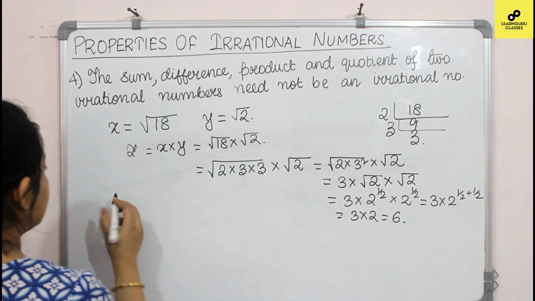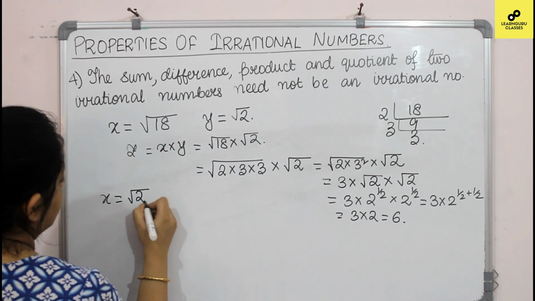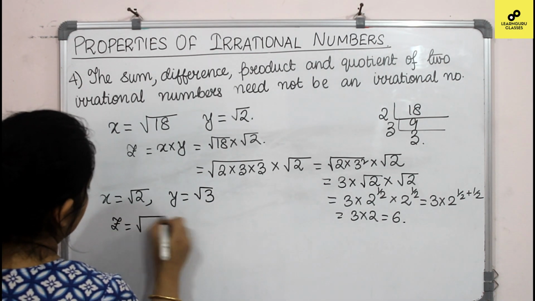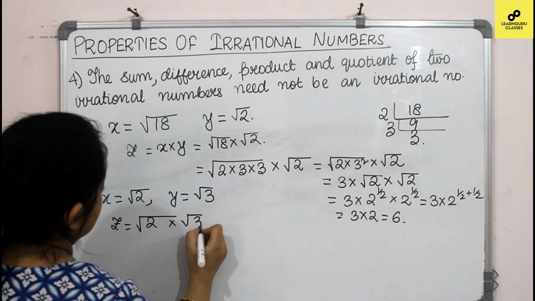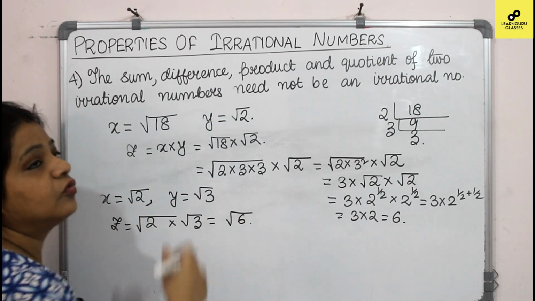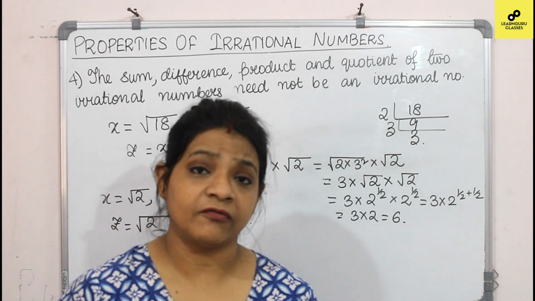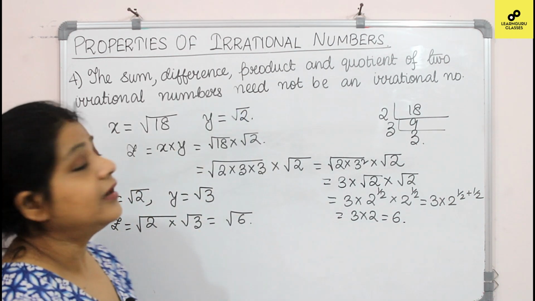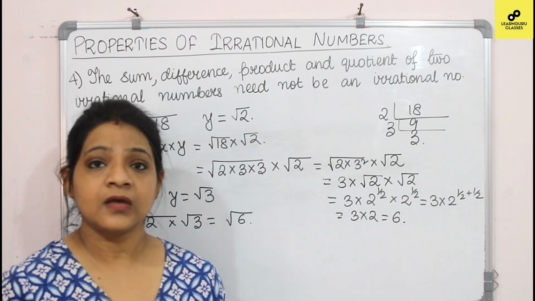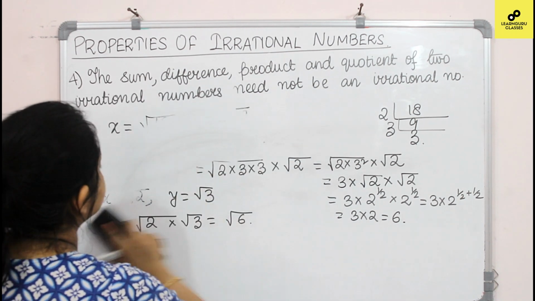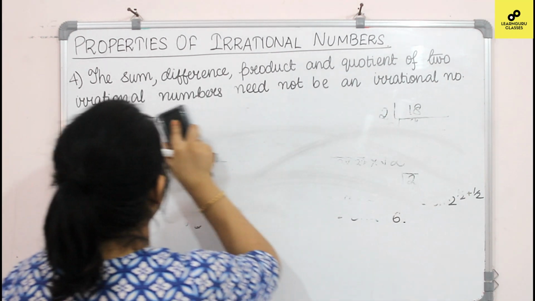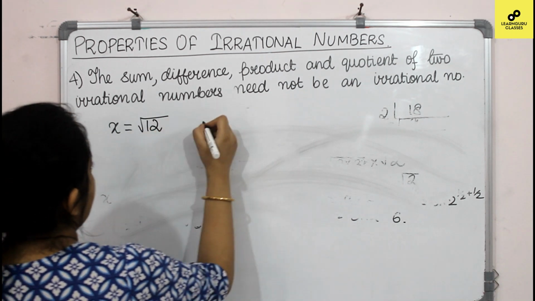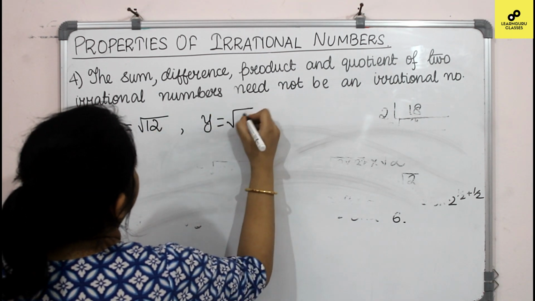But suppose x equal to root over 2 and y equal to root over 3, so z is what? Root over 2 into root over 3. So that is root over 6. So root over 6 is an example of an irrational number. Okay, so let's see how the division of two irrational numbers works. For that, let us take x equal to root over 12 and y equal to root over 3.